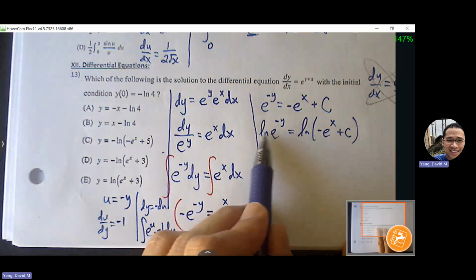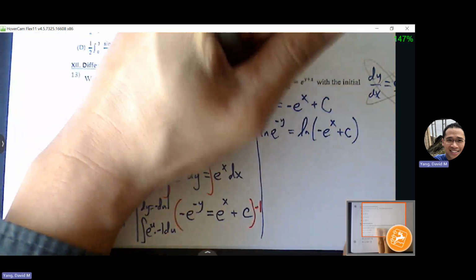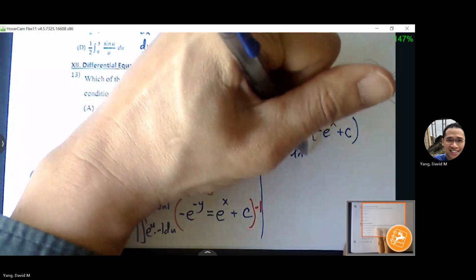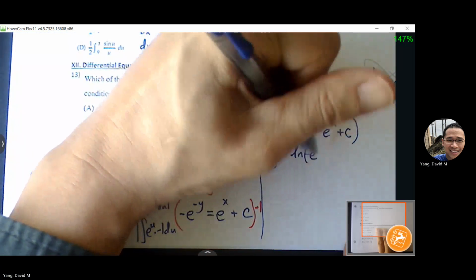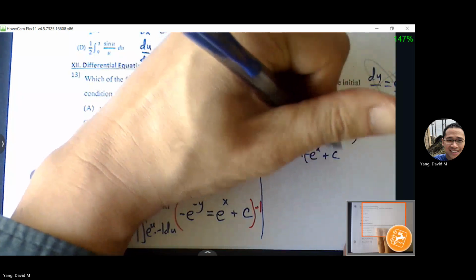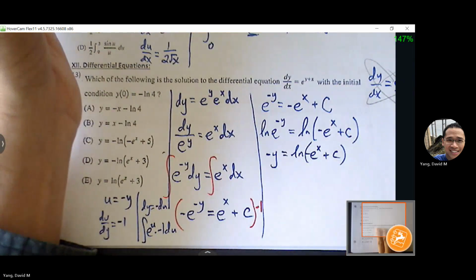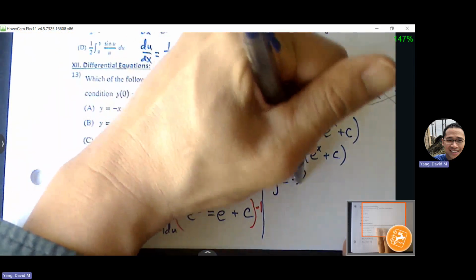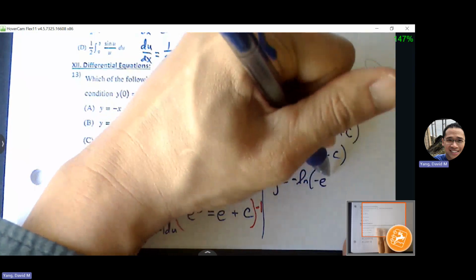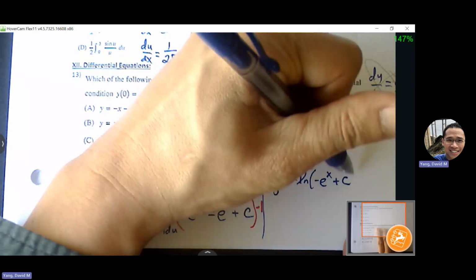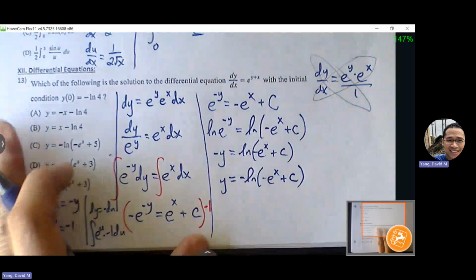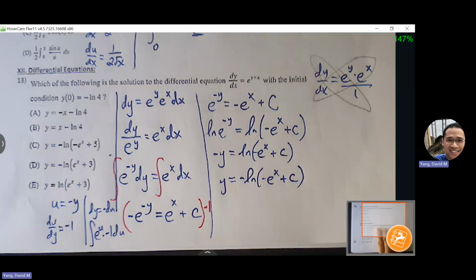Okay. Natural log of e is going to go away. I'm just left with negative y, which drops down. I can move that negative over. So y equals negative natural log of negative e to the x plus c. Okay, so I have that equation. Again, it may be different from yours.